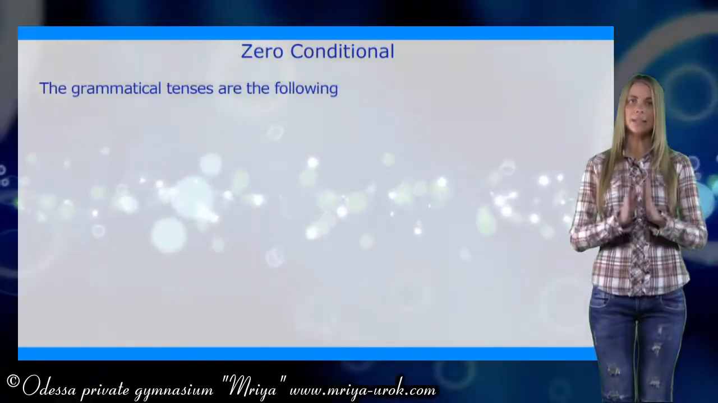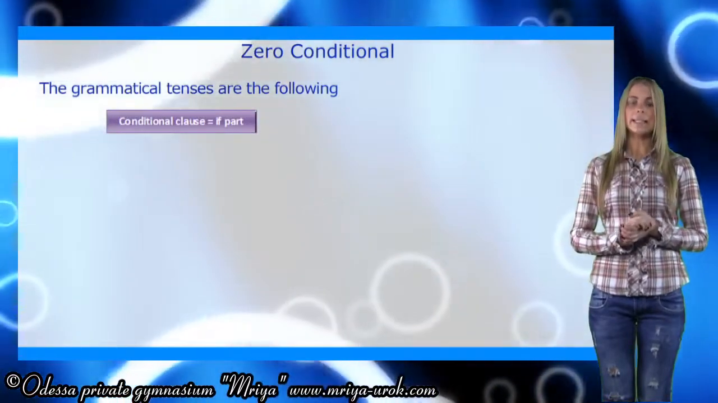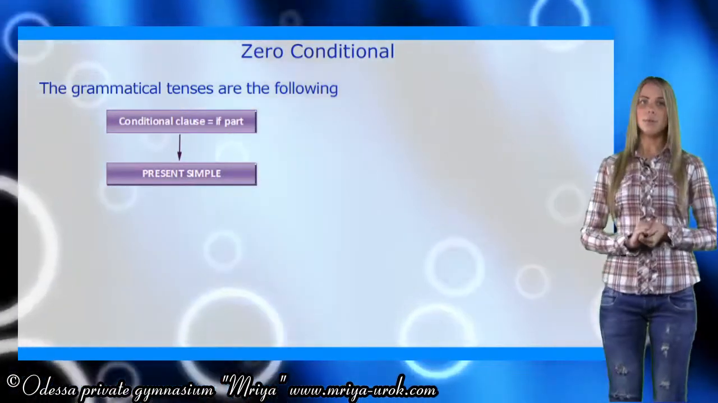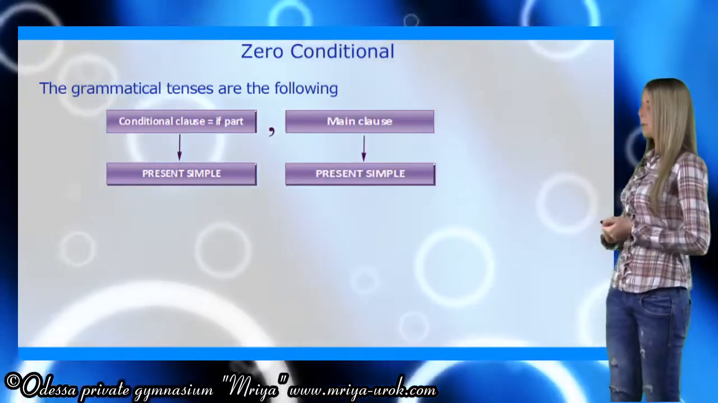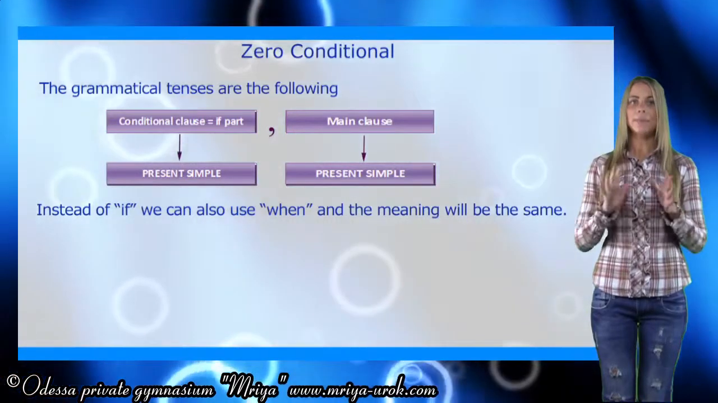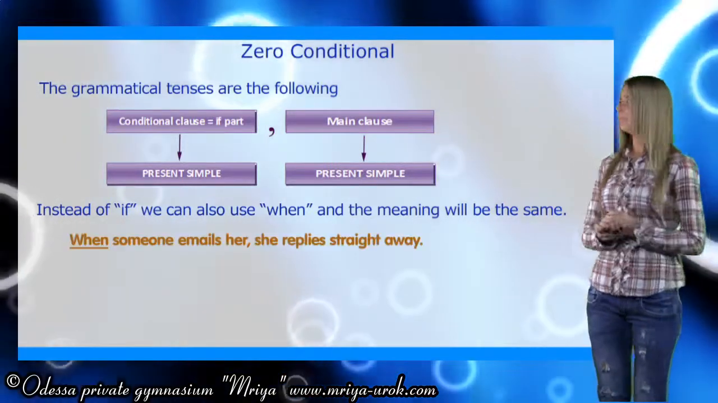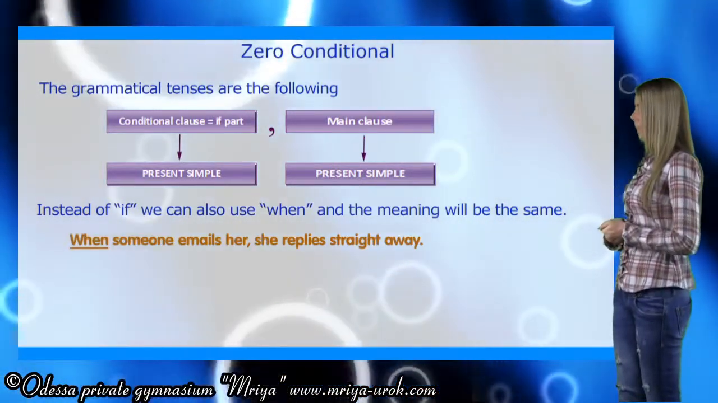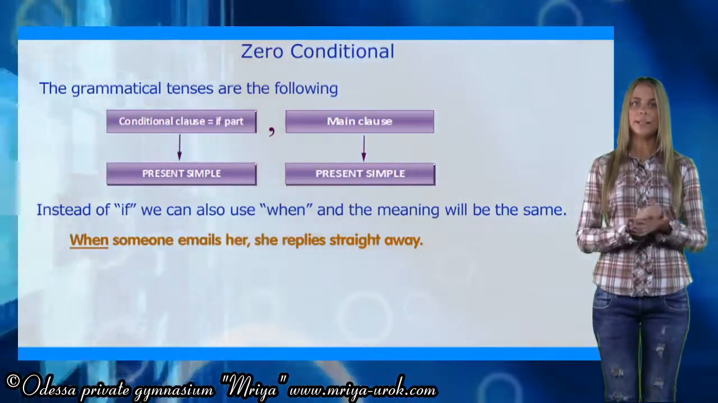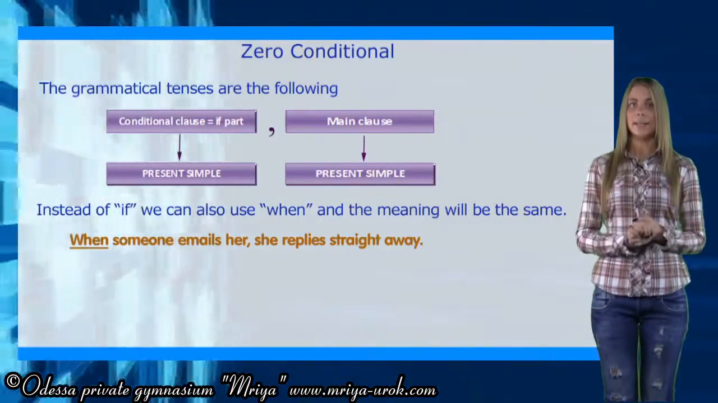What about grammatical tenses? In a zero conditional sentence, in the conditional clause, we usually use present simple. We also use present simple in the main clause. Instead of if, we can also use when, and the meaning of the sentence will be the same. Let's observe the next example. When someone emails her, she replies immediately. So here we replace if with when, and the meaning of our sentence is still the same.